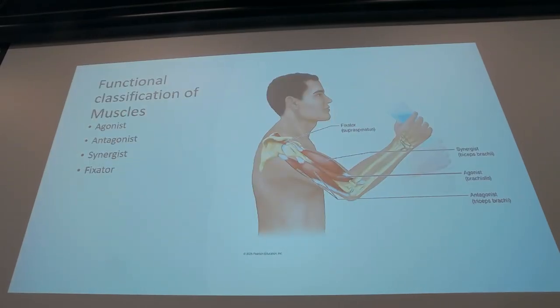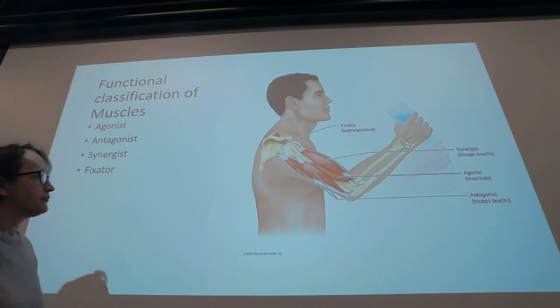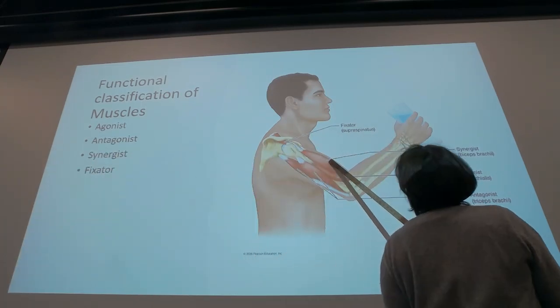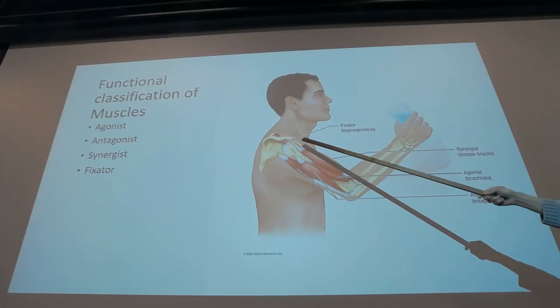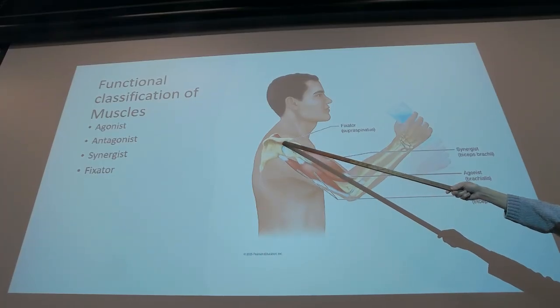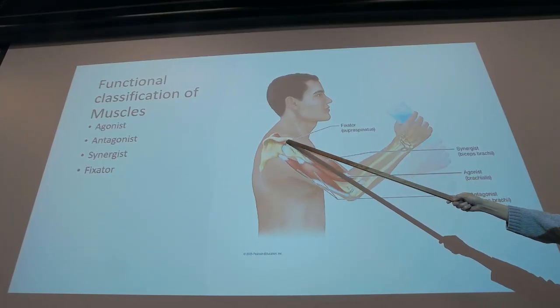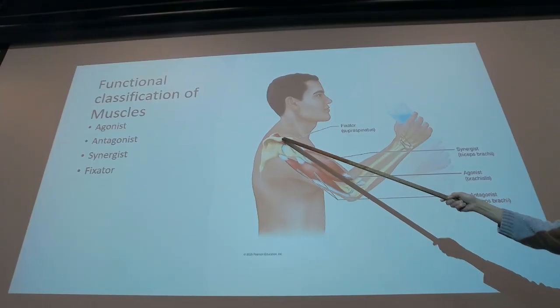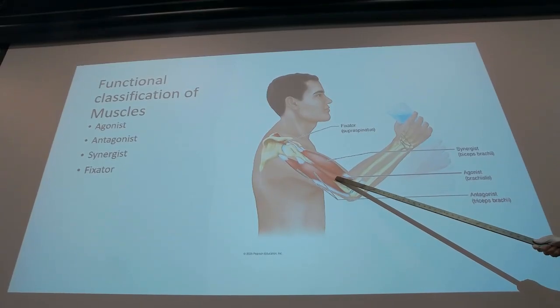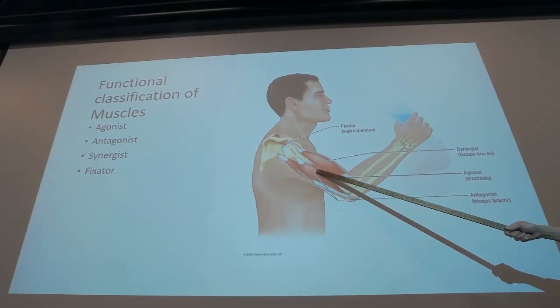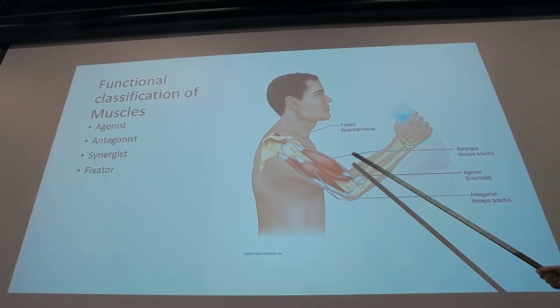So here we have the functional classification of muscles in this figure. We have these muscles here in the arm and also here in the shoulder, the scapula. So this is the supraspinatus. Here is the biceps brachii. Here's the brachialis, and here's the triceps brachii.